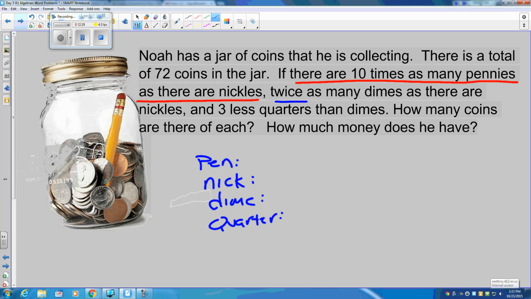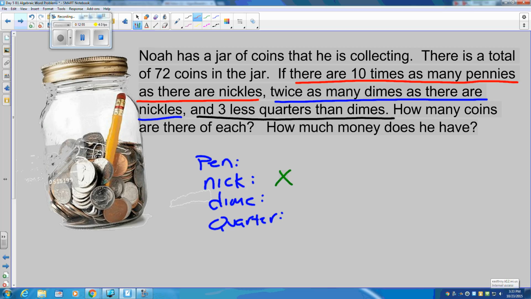Okay, let's see what else we know. There's twice as many dimes as there are nickels. So I know something about the dimes. There are 3 less quarters than dimes. I know something about the quarters. The thing we know nothing about is how many nickels there are. So we're going to use a variable for that. Now let's go back and read each one and rewrite what that would be. So I didn't know anything about the nickels. That'll be my x.